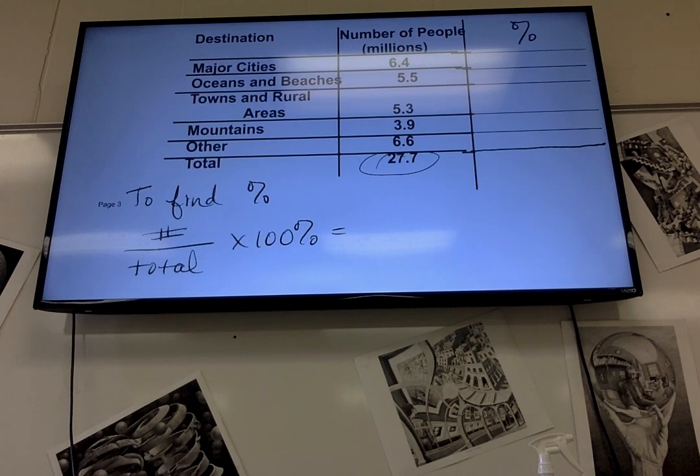And let's round to the nearest whole number, because it just makes it easier. So for major cities, we would take 6.4 divided by 27.7 and then times 100. And you can just type that into your calculator just like you see it here. 6.4 divided by 27.7 times 100 and round to the nearest whole number.